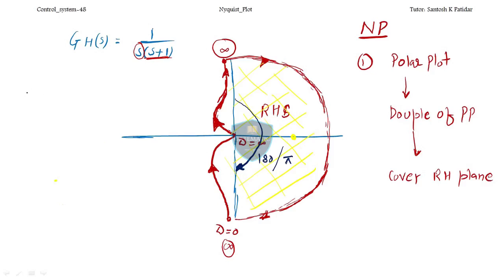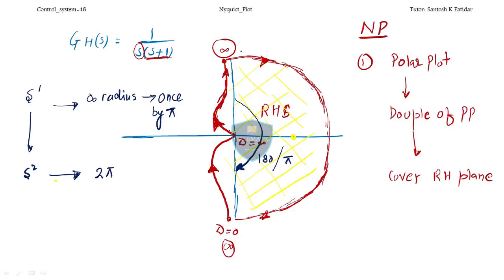So whenever you get s to the power 1, we will circle this infinite radius circle once, by pi radian, isn't it? Instead of this, if you get s to the power 2, then the encirclement you will do is 2 pi. It means you start your journey here and again come over here. Like this, you cover 2 pi. So if you have s to the power n, it will be n pi. This is nothing but the encirclement of infinite radius.